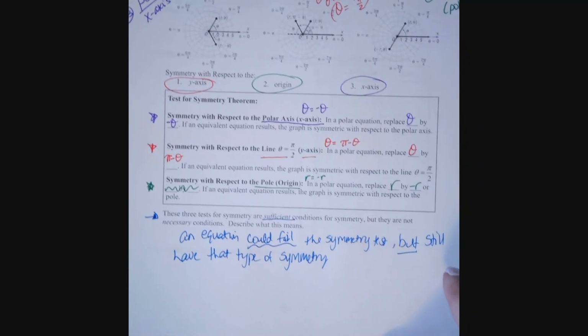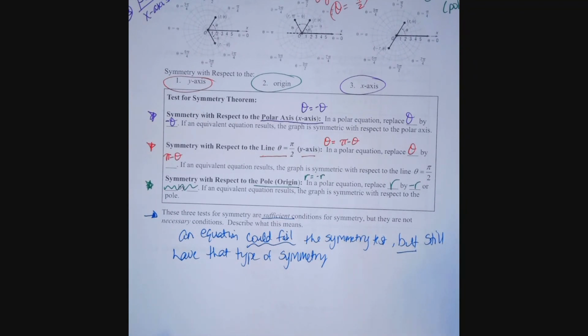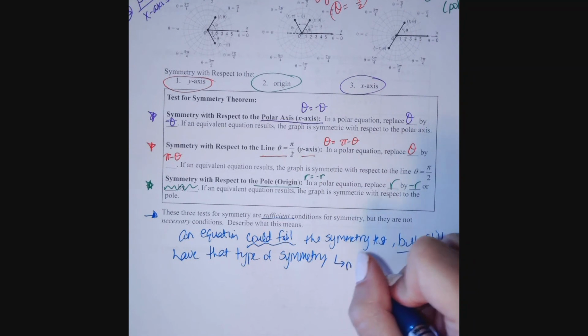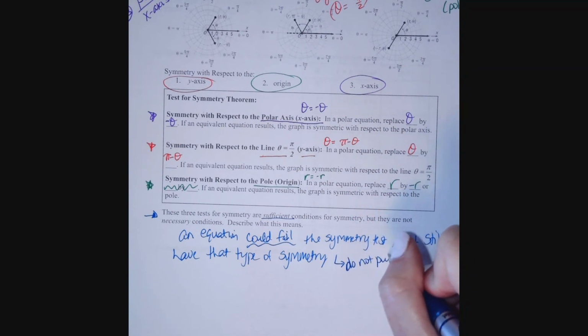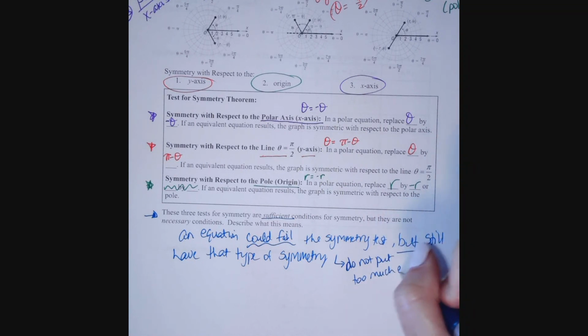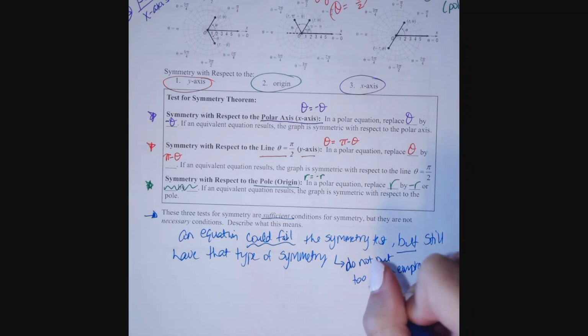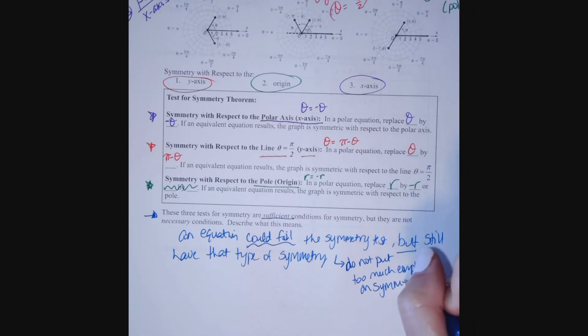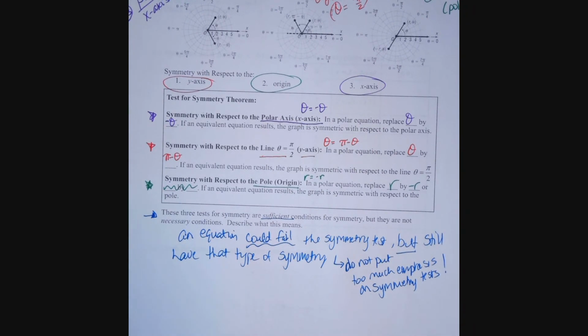So if I get a pass, I know I have that type of symmetry. If I get a fail, we're not sure. So the key here, the takeaway, is do not put too much emphasis on your symmetry tests. They are greatly helpful when you get a positive result because you don't have to check as many points. You have a good expectation of what your graph is going to look like.